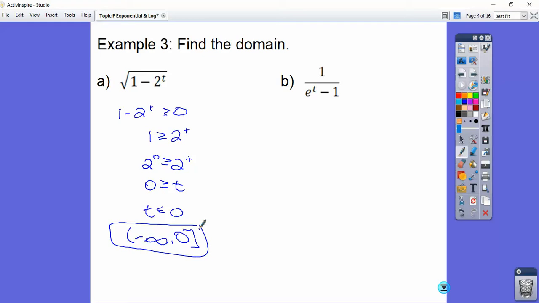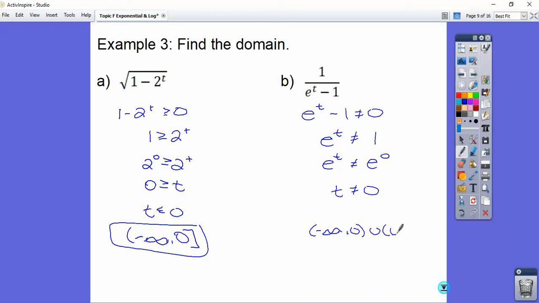B. It's a fraction, so we know the thing underneath, the denominator, cannot be 0. So e to the t cannot be 1. Well, 1 is the same as e to the 0 power, so it's like saying t cannot be 0. So your domain would be negative infinity to 0, union 0 to infinity.